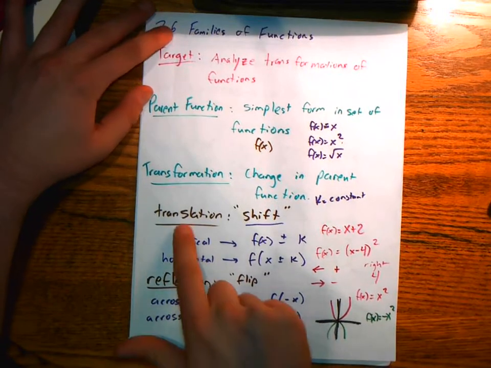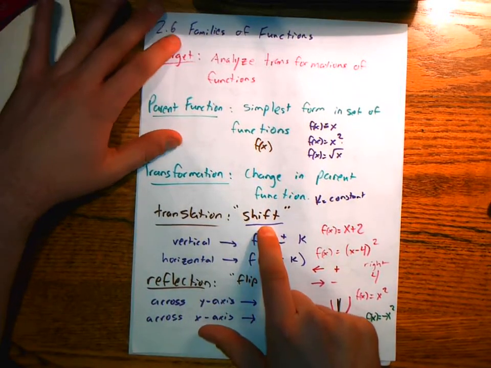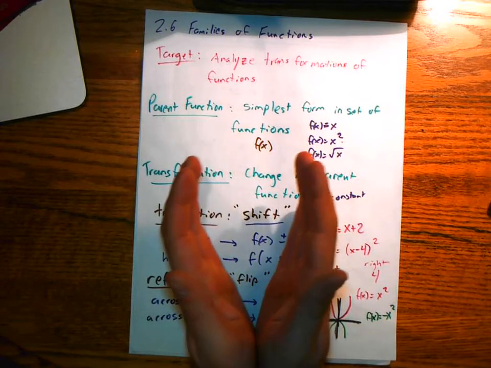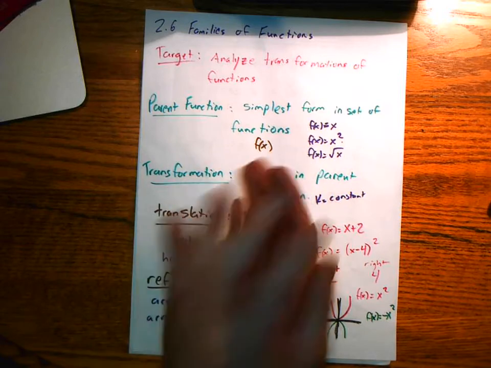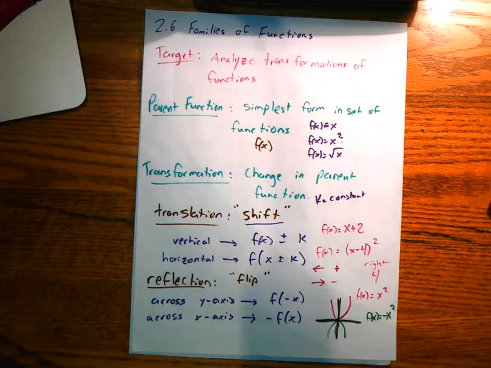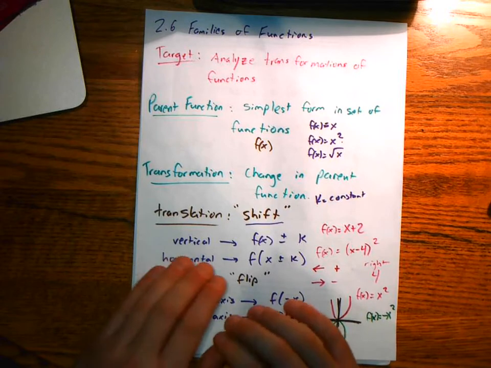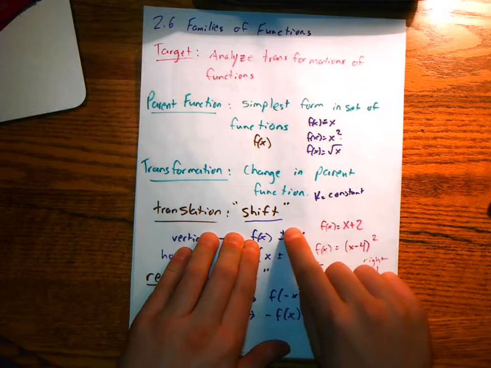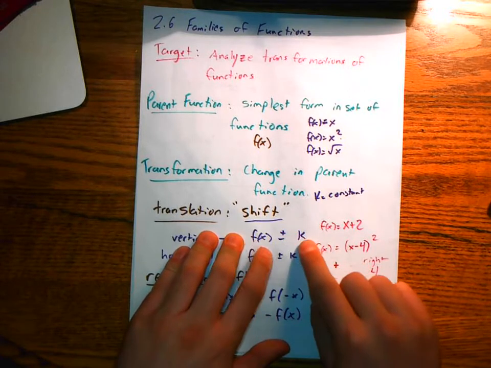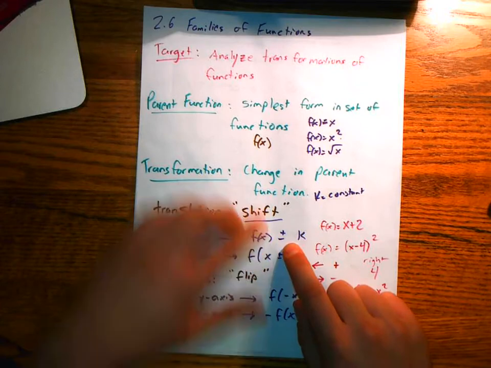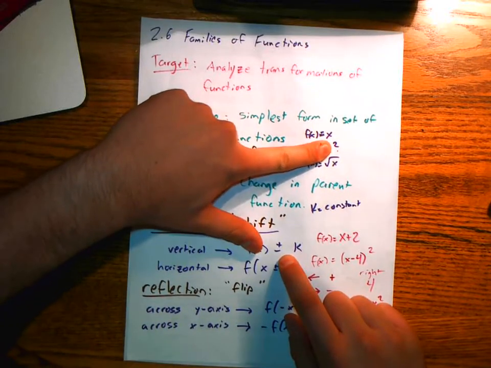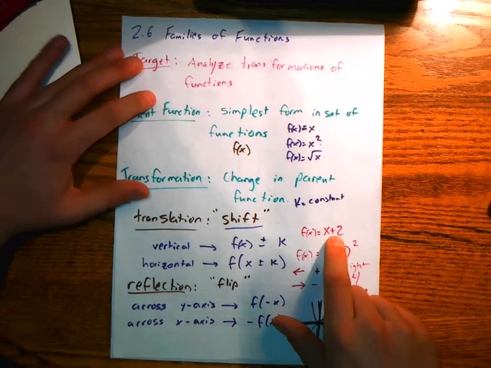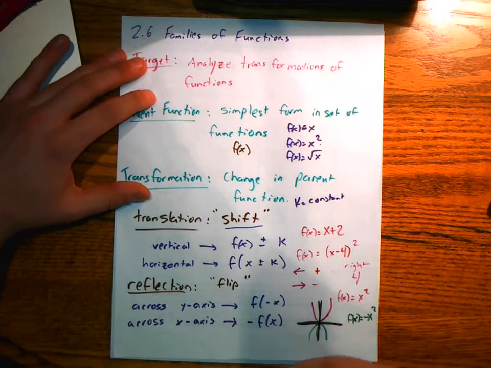The first one is a translation or a shift, and that basically means you're taking the graph and moving it left and right, up and down, but it's not changing any shape. It's not getting shorter, it's not getting flipped or rotated. It's just moving up and down, left and right. If you want to move a function vertically, you take whatever the parent function is and add or subtract, depending on your direction, k units. For example, if you want to take your f of x equals x function and move it up 2 units, all you have to do is add the 2 at the end. If it was moving down, it would be negative, but up is positive.